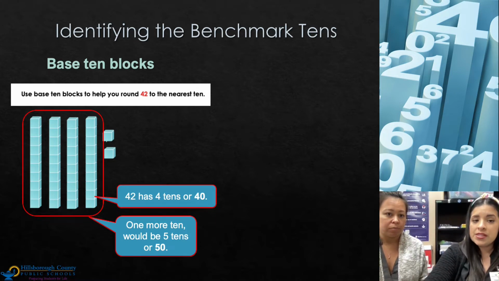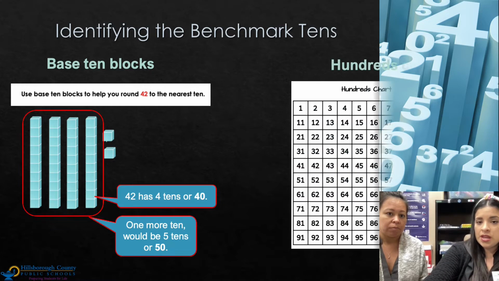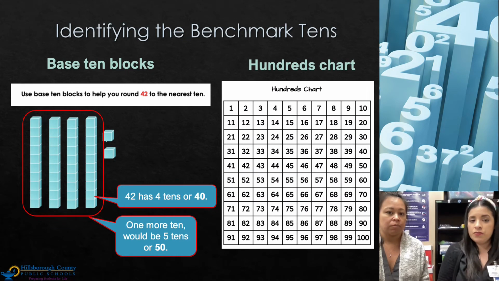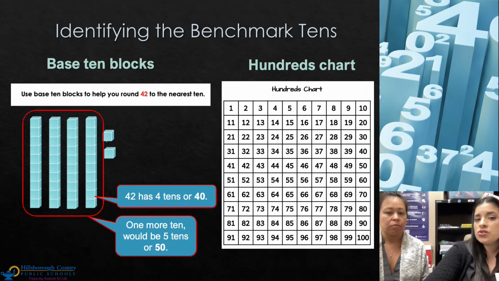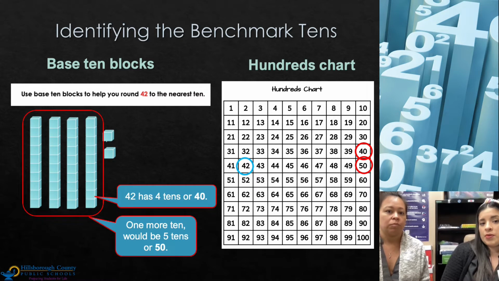Once students have an idea of identifying those two tens and they understand the magnitude of the numbers they're building, they can also start using a hundreds chart. They can identify the number that they want to round and then circle the tens that are before and the tens that are after.